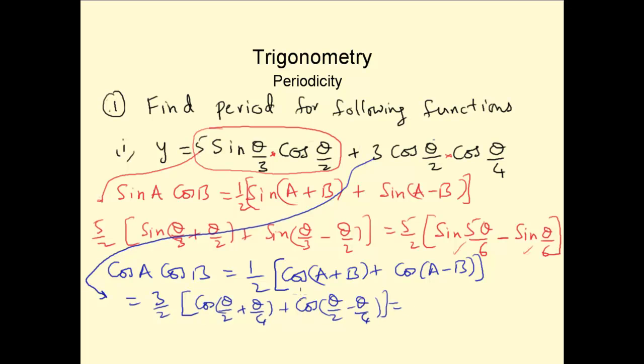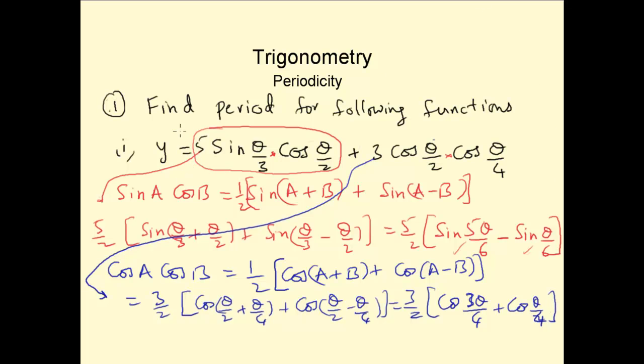This would be 3 by 2 times, what is theta/2 plus theta/4? 4 is the LCM, so you get 3 theta by 4, so you get cos(3 theta/4), plus cos(theta/2 minus theta/4). That would be 2 theta minus theta, which is theta by 4, so you get cos(theta/4).